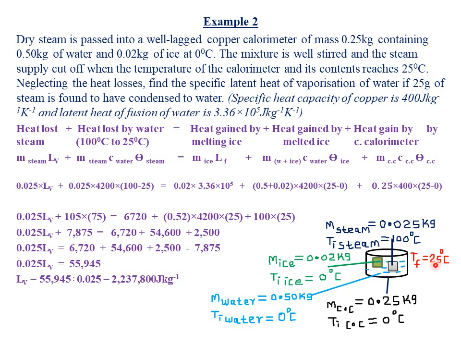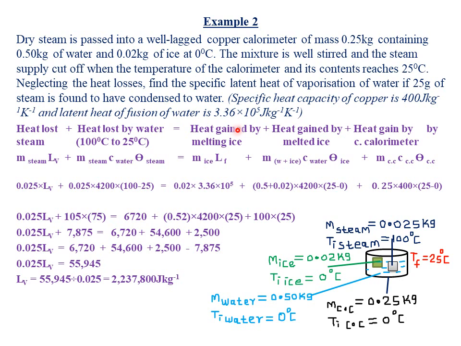So the substance that is losing heat is only the steam, but the substances that are gaining heat are the copper calorimeter, water, and the ice. So heat lost must be equal to heat gained. The substance that is losing heat is the steam. Then we know that steam usually loses heat in two forms. One, the heat lost by the steam in the process of condensation, and two, the heat lost by the steam after it has condensed to water. So this must be equal to heat gained by ice.